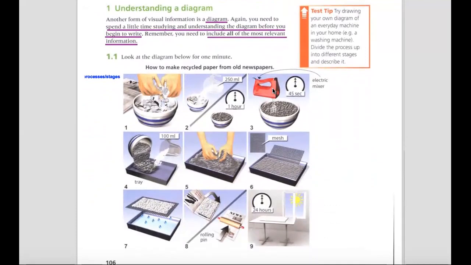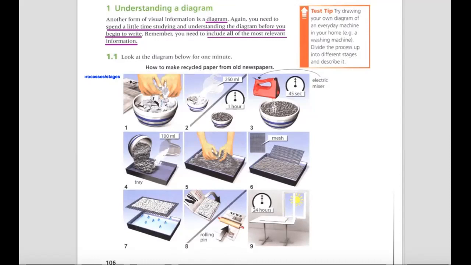You should be able to understand what's happening just by reading the heading, by looking at the different pictures. So even if it's something that you don't have any knowledge about, you should still be able to write about the process just from what you can see. So this diagram that we have here is about how to make recycled paper from old newspaper. And even if you've never done this before, just by looking at the different pictures, you'll be able to understand the process and the different stages of this process. So we can see here that there's 9 stages.